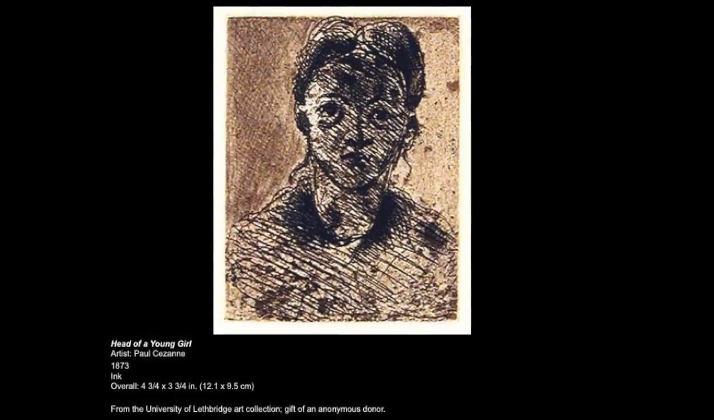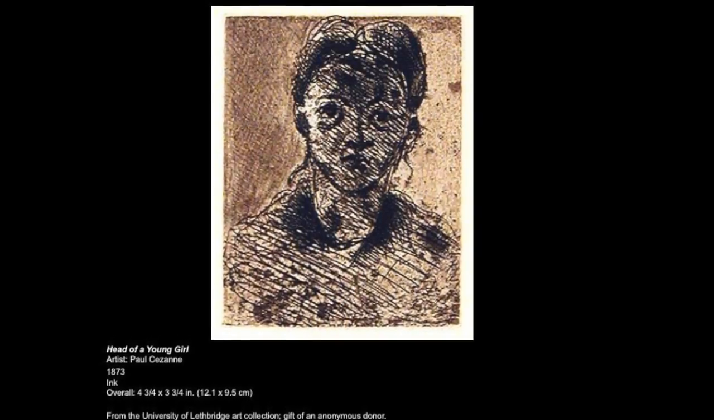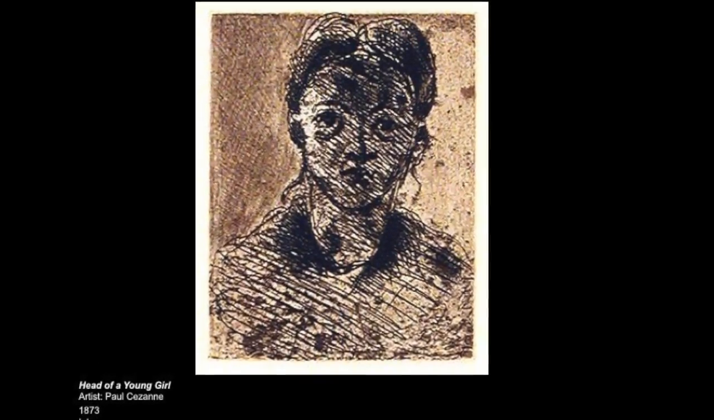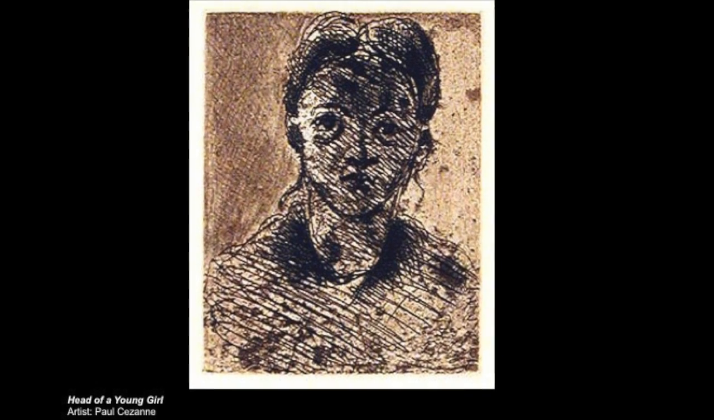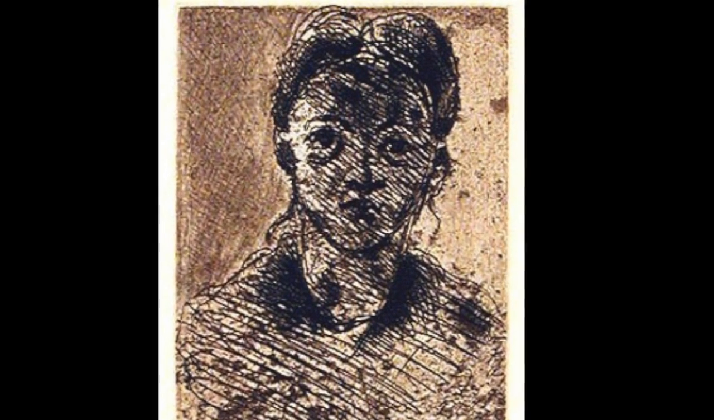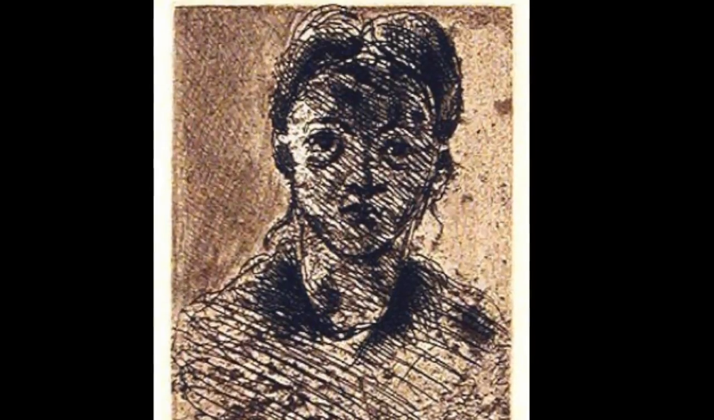This ink drawing from 1873 was created by Paul Cézanne, a post-impressionist painter who influenced the likes of Matisse and Picasso. This ink drawing is titled Head of a Young Girl. Notice the use of short, long, thick, and thin lines to show the shape of the body and the face, as well as the contrast of the background.